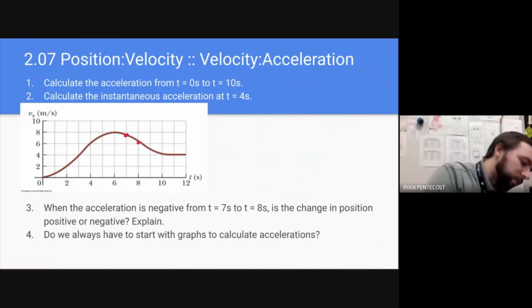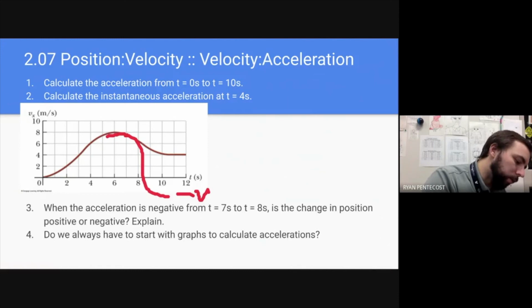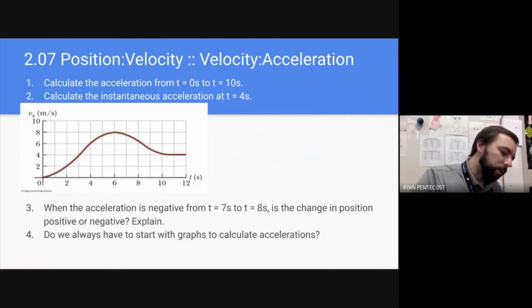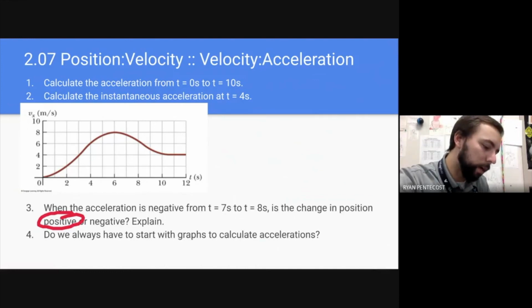Now, if the velocity dips down, if it were down here, this is negative velocity territory, right? When you are underneath that x-axis, that's when you've got your negative velocity. But since it's still positive, that means you're still going forward. So at that point, you would have a positive change in velocity, or I'm sorry, a positive change in position, because you're still going forward. You're not going backwards. Slowing down, but not going backwards.